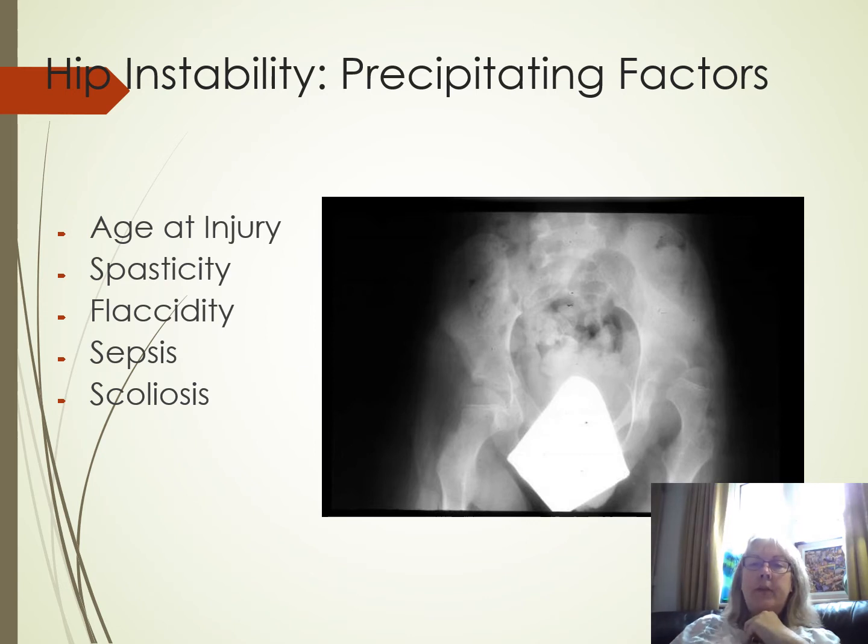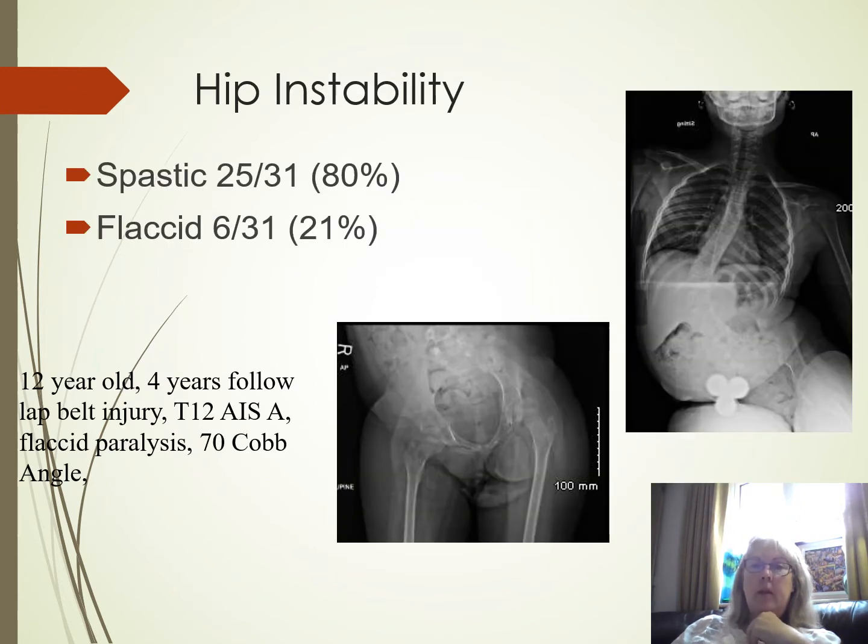What precipitates the fact that this hip is moving is early age injury, much more likely because the hip joint hasn't formed. There's also the pull of spasticity compared to flaccidity, and sepsis and scoliosis all precipitate hip instability. It is much more likely with upper motor neuron lesions, but it can also occur due to flaccid injuries. And this is one of the things that we would tend to be following up the child for.